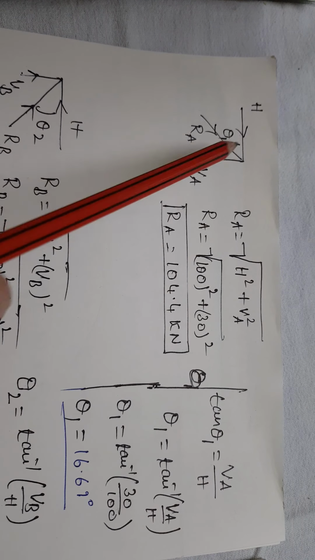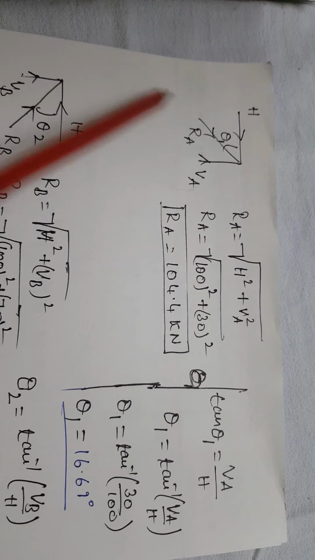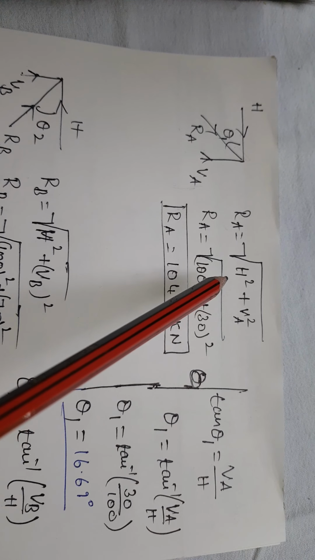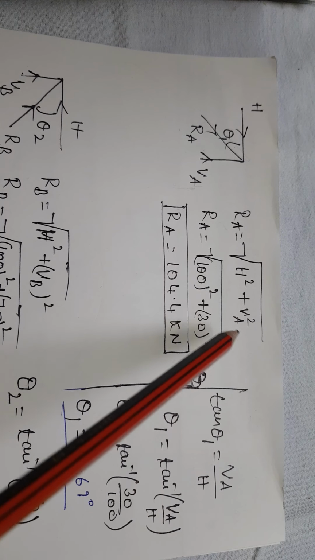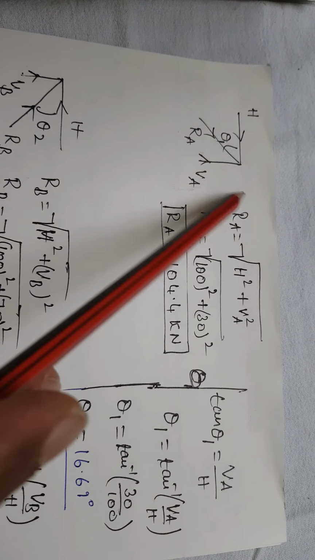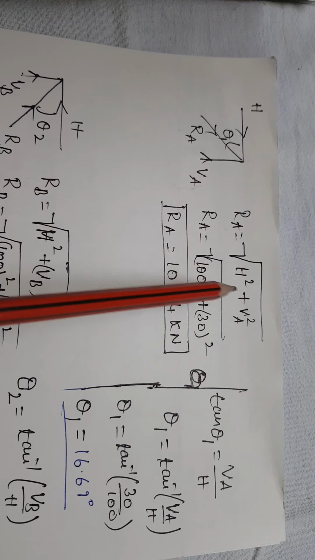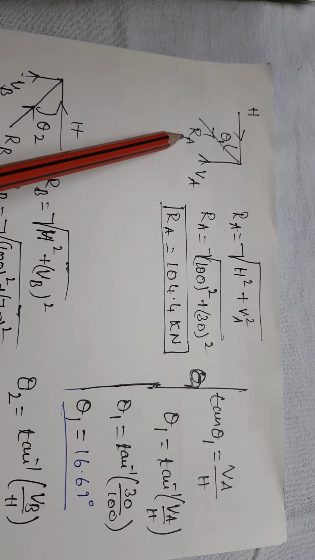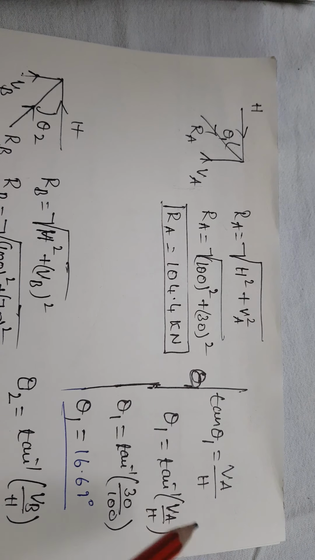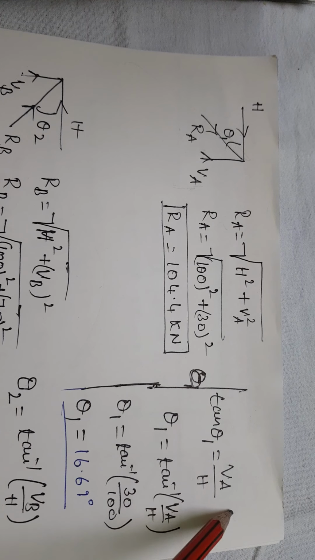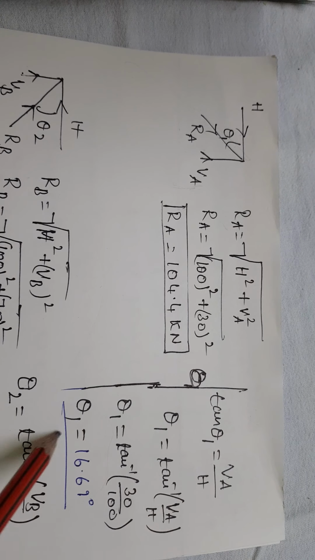So first I am considering H and VA. Their resultant force is RA. The resultant force will be equal to the square root of the sum of all the horizontal forces squared plus the sum of all the vertical forces squared. Here we have only one horizontal force, so it is root of H square plus VA square. This will be the resultant force, which I am considering as RA, and its direction is as I have given here. I am considering this angle as theta 1. So tan theta 1 will be equal to the vertical component by the horizontal component.